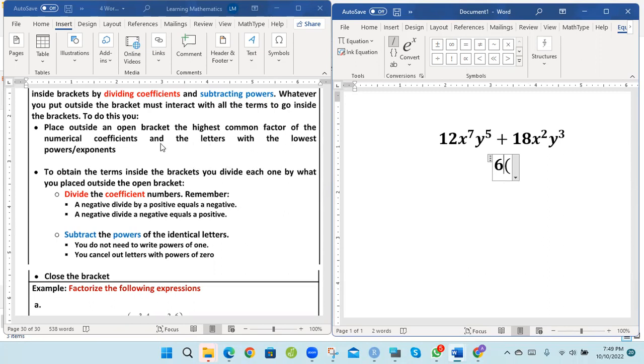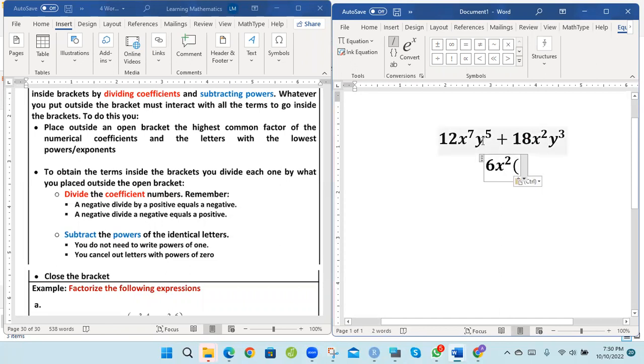Now we have to put the letters with the lowest power, the common letters. The letters have to be common. The one with the lowest power. So is x common? We look to see x, x. Yes, it is common. So which one has the lowest power? X squared. So you put x squared there.